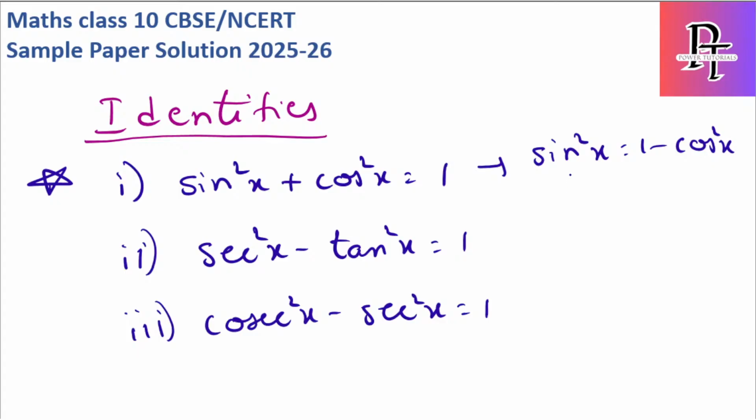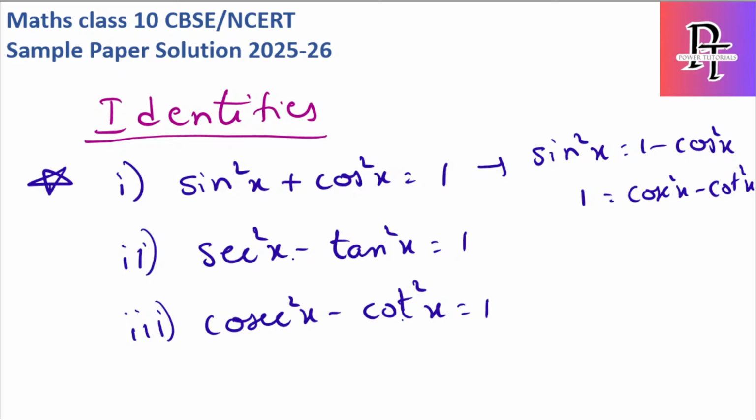Okay, now if I divide by sin square x on both sides, what will I get? I will get 1 by sin square x. 1 by sin, I told you, is nothing but cosecant. Cosecant square x minus cos by sin is nothing but cot square x. See, I got the third one. Somewhere I wrote a mistake. Yeah, this should be cot, not cosecant. Cosecant square x minus cot square x is equal to 1.